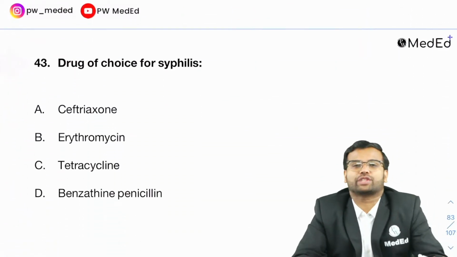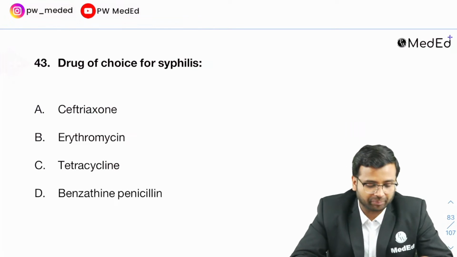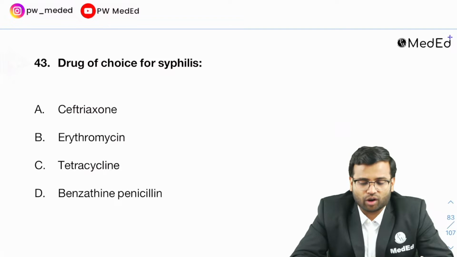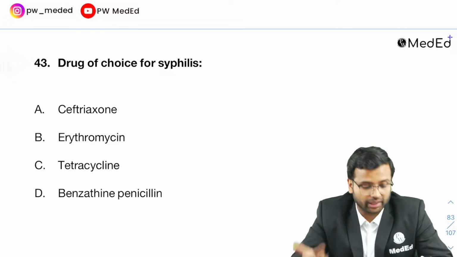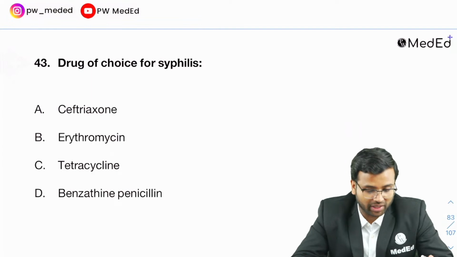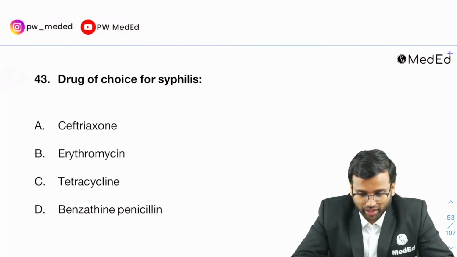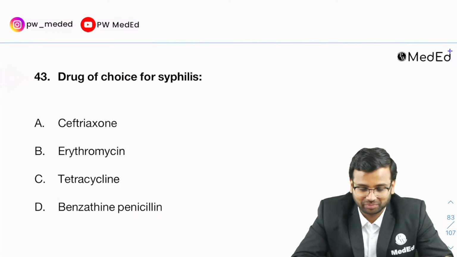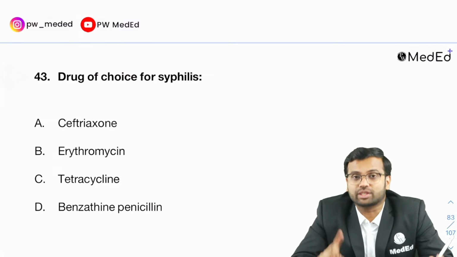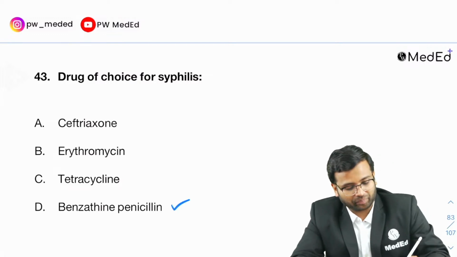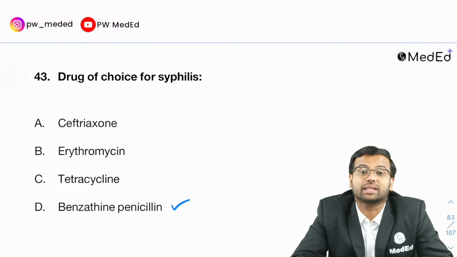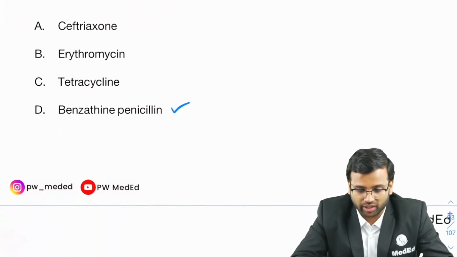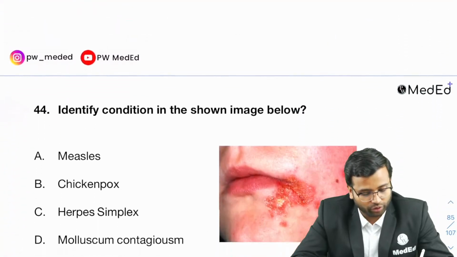So what is the drug of choice for syphilis? A pretty direct question once again. Is it ceftriaxone, erythromycin, tetracycline or benzathine penicillin? Okay, C was for the previous question, 42. Now what about this one? Yes. So when it comes to syphilis, remember that intramuscular injection of benzathine penicillin has to be given. So benzathine penicillin is going to be the drug of choice when it comes to syphilis. So very good. Vikas, Rajrana, MedPsycho, S, all of you are answering it right.